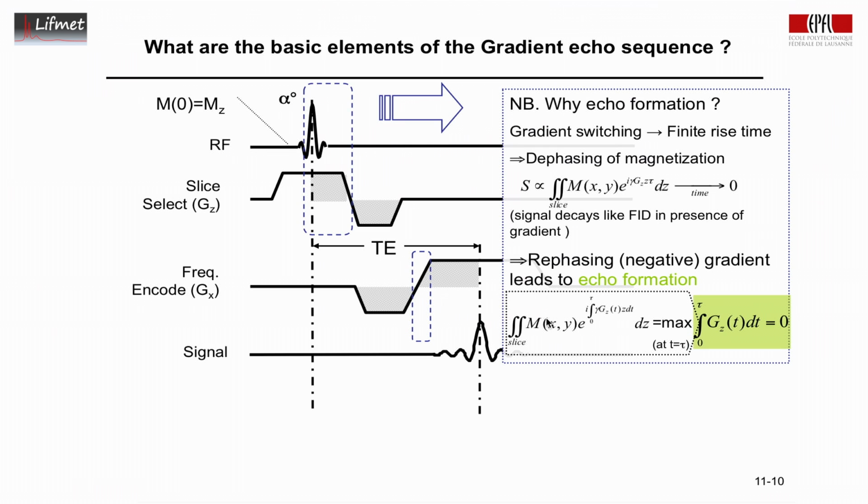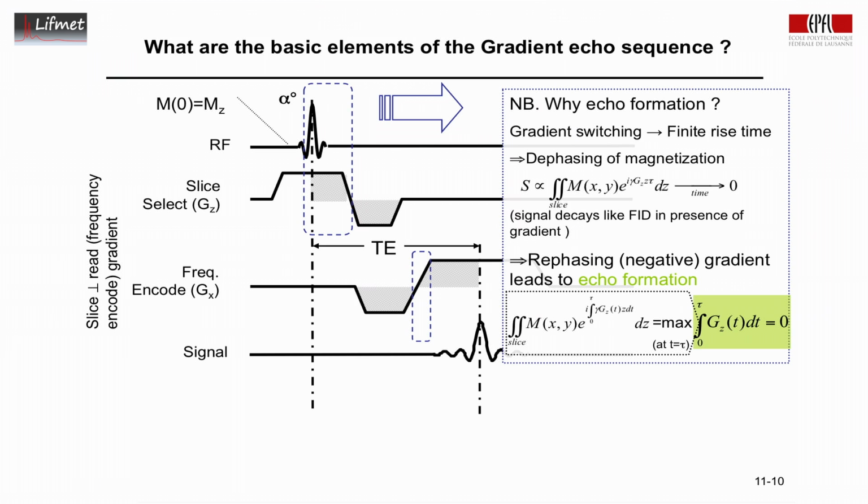And there is actually a nice condition for that, and that is that the integral of the gradient from 0 to a certain time is equal to 0. So that basically is what's depicted here. This area equals this area. That's the same thing as saying this integral over time equals 0. That leads to echo formation.